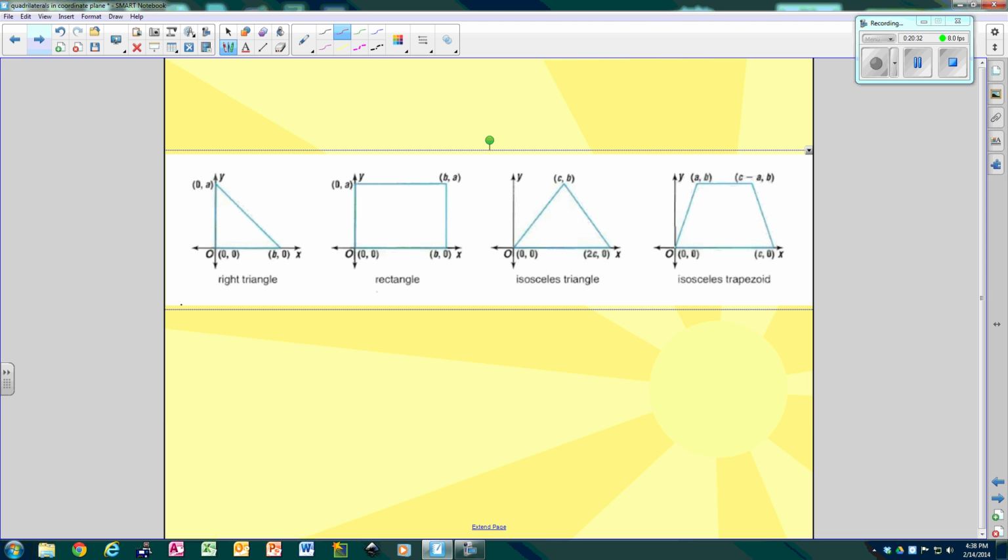All right, so now, what happens when they give you something weird like, oh, I don't know, letters instead of numbers? Okay, so this right triangle is plotted at 0, 0, 0A, and B0. This rectangle, we go over B and up A. So that would be point AB. Here we go, from here to here is C, from here to here is 2C. So up would be, we went over C and up to B. So this point right here would be B. So you kind of get the idea.